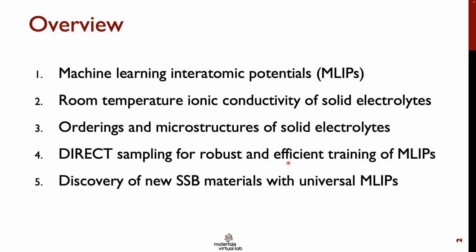I will firstly briefly introduce what machine learning interatomic potentials are, and then show you quite a few studies with MLIPs on solid-state batteries. To be specific, room temperature ionic conductivities of solid electrolytes, and also orderings and microstructures of different solid electrolyte materials. And then I will introduce to you our new methodology, direct sampling, for robust and efficient training of machine learning interatomic potentials. And lastly, I will briefly touch on the unpublished topic of discovery of new solid-state battery materials with universal machine learning interatomic potentials.